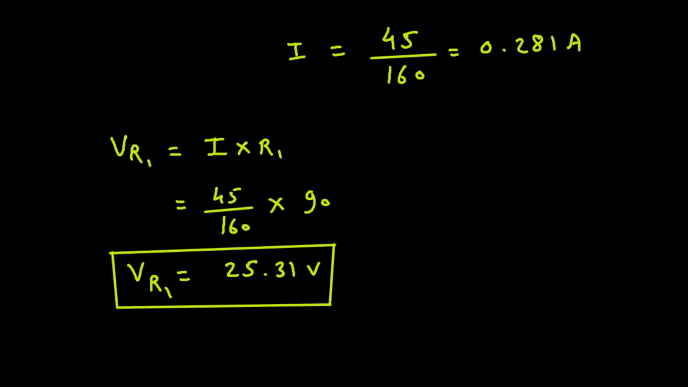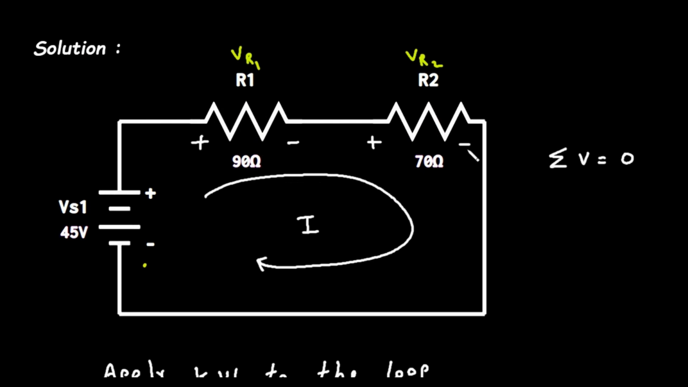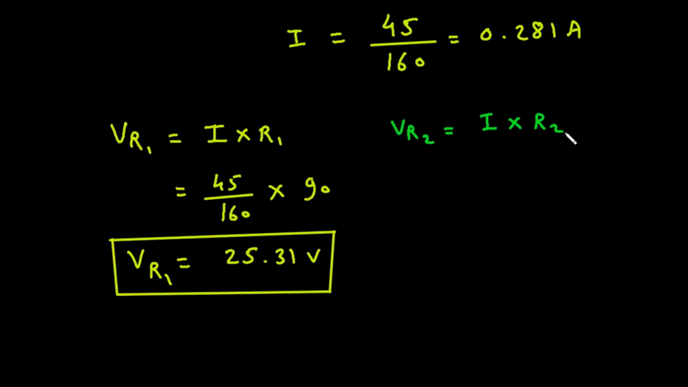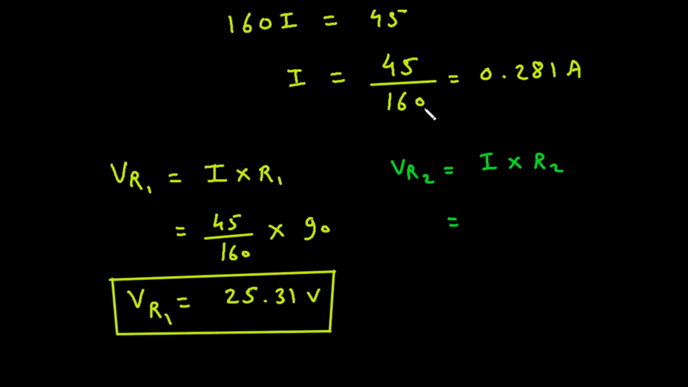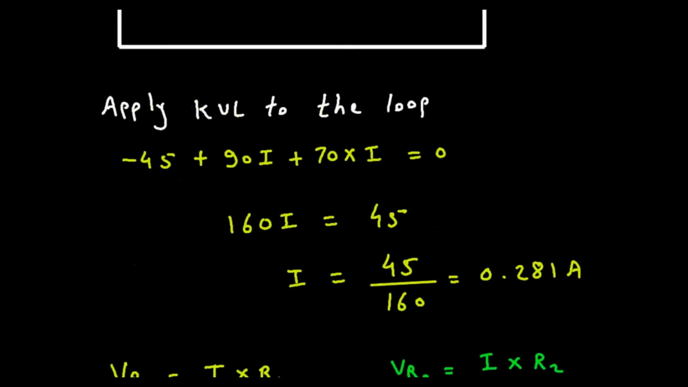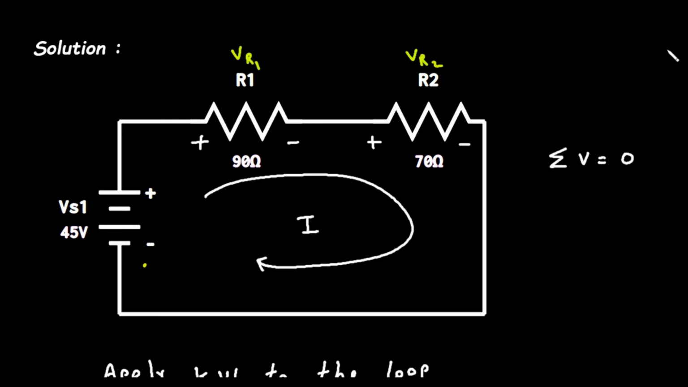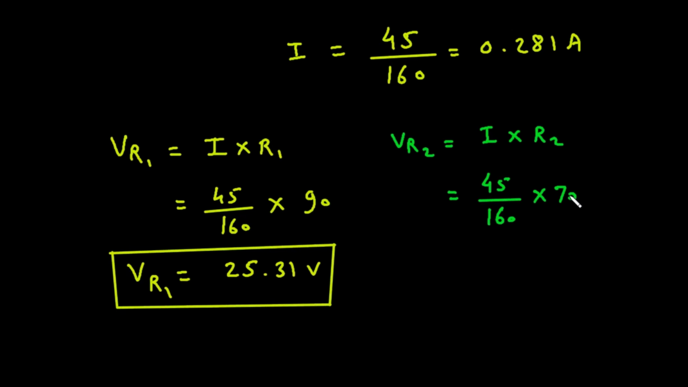Now similarly, we will solve for VR2. So VR2 is equal to current I into R2. We multiply current I because the current in both the resistors will be the same. Now again the value of current will remain the same. We will take this fraction value to get the precise answer. So it will be 45 divided by 160 multiplied with R2. The value of R2 here is 70. If we solve this, we get the value of VR2.